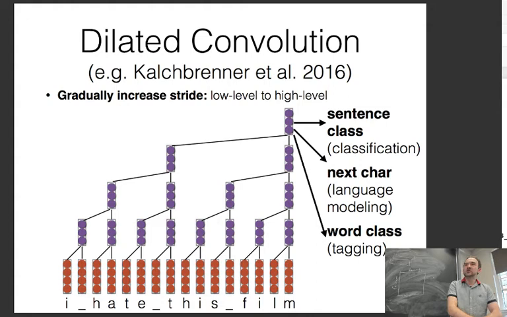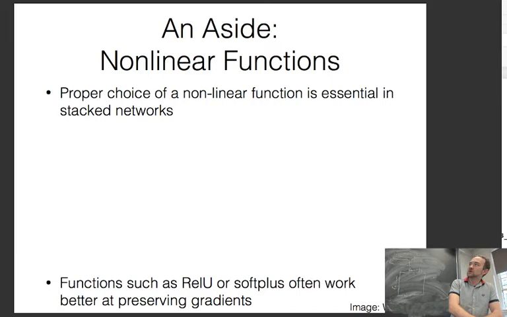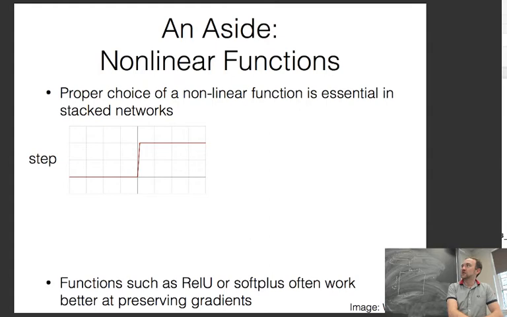Okay. So let me move on to the next one. This is kind of an aside, but it's actually pretty important. So we have a number of different nonlinear functions that we can use. You could think of the step function that's basically zero if your input is less than zero and one otherwise. We can't use this for the exact same reason we can't use argmax, because it's constant almost everywhere, so we can't get any gradient information from it.